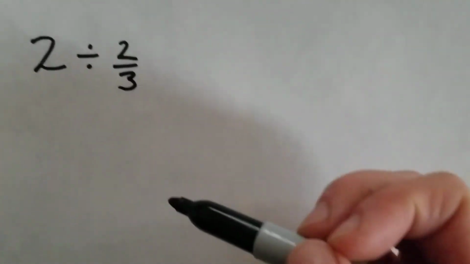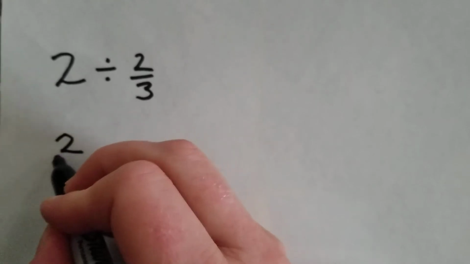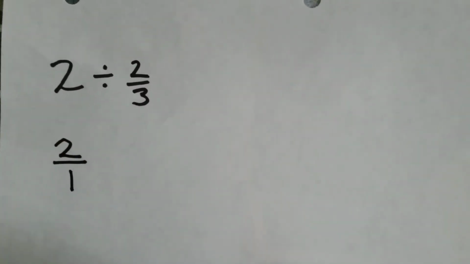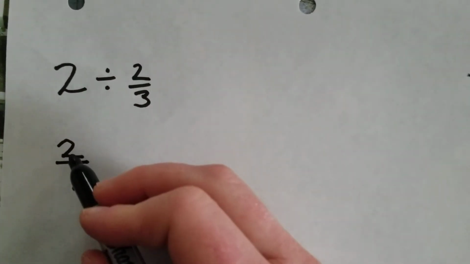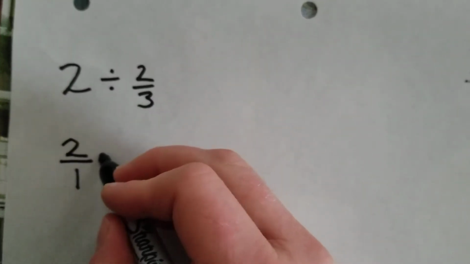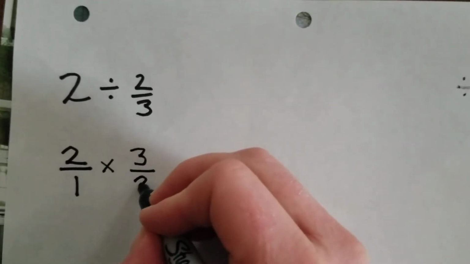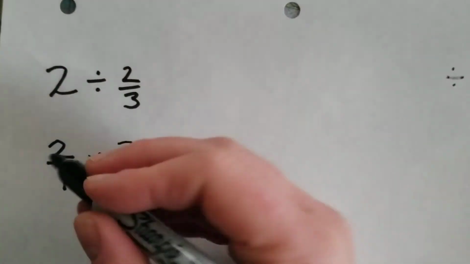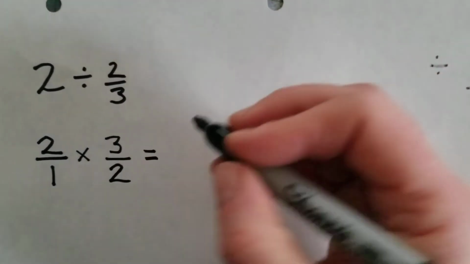What do we do if we have a whole number? If you remember, this can be made into a fraction, just like any other whole number. You just put the whole number over 1. 2 divided by 1 is 2. So that can be used as a fraction. Now we kept the 2 as a 2, and we're going to change this to a multiplication symbol and flip the 2/3 to be 3/2. So keep, change, flip is how we do division of fractions now.